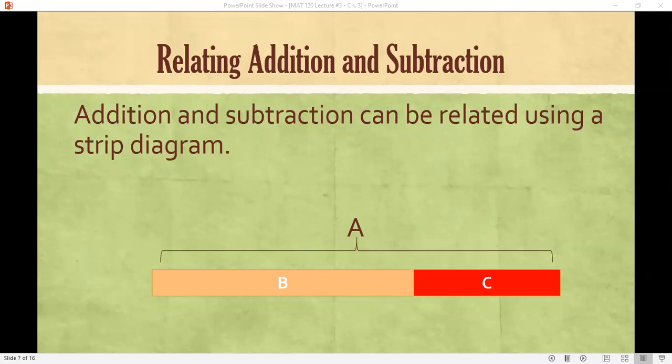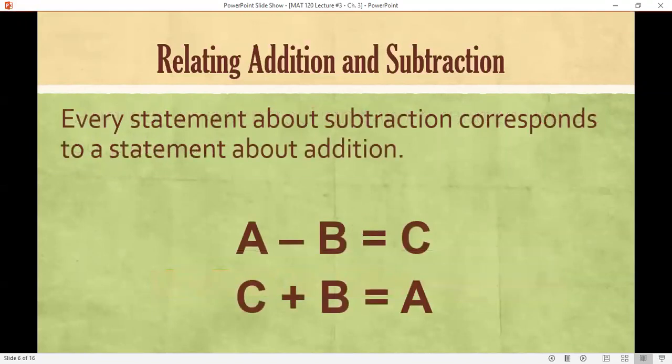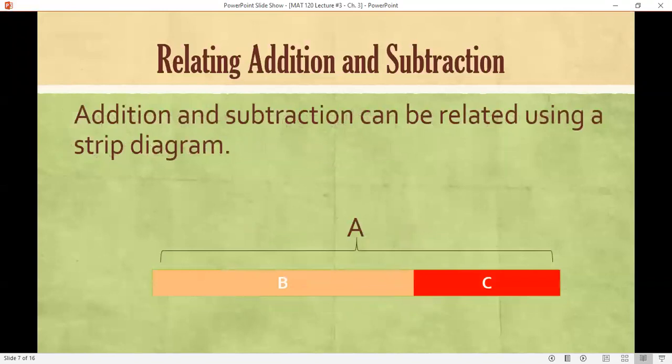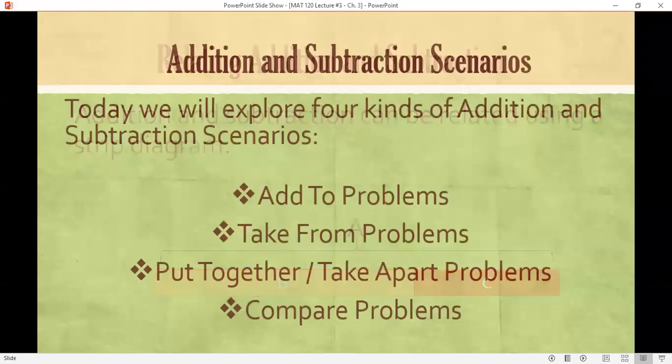In this strip diagram, you can see we have two regions. We have the B region and we have the C region. Put them together and you get the A region. This is the strip diagram associated with the first two statements we just looked at back here. So these can be explained for the visual student using a diagram like this, okay? This is a great example of a strong use of a strip diagram to help students understand a complicated topic.